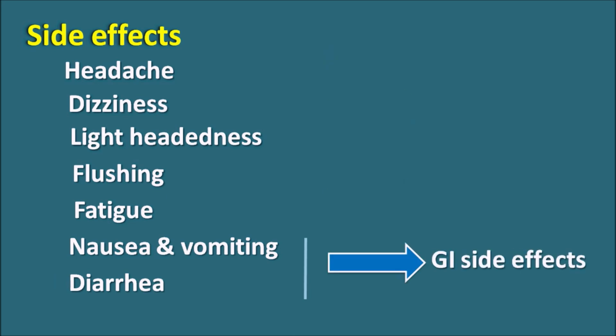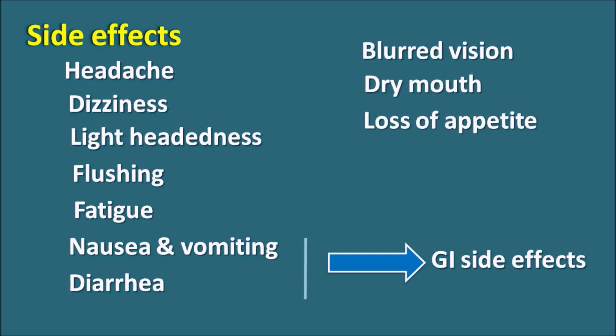We can also observe a few other side effects like blurred vision and dry mouth, which are anticholinergic-like side effects. Loss of appetite is also observed with acetazolamide. And paresthesias, the loss of sensation, is one more side effect that can be observed with acetazolamide. It can produce a tingling sensation, which should be carefully checked when acetazolamide is used for a prolonged period.